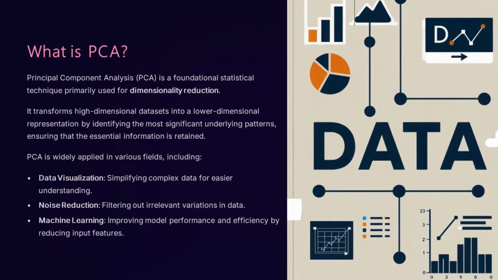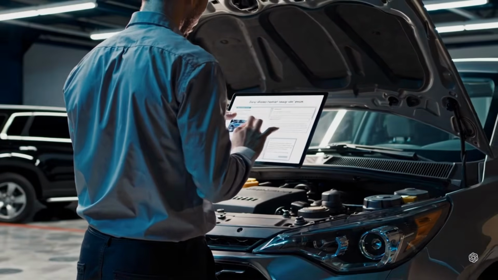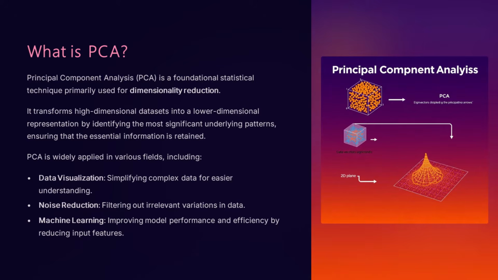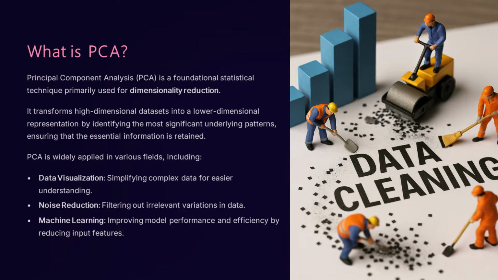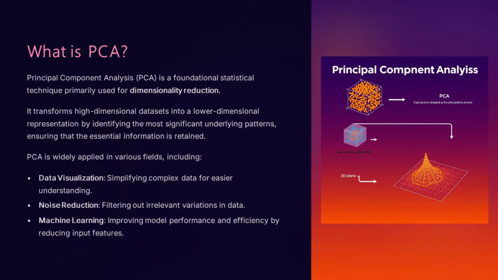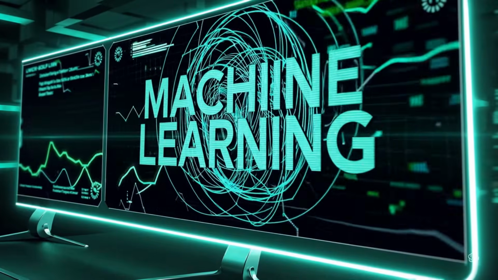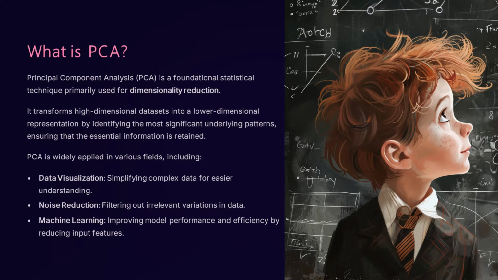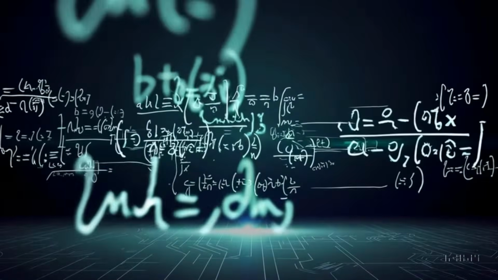For example, if you had 100 measurements about car performance, PCA might reduce this to just 2 to 3 key indicators that still show the main differences between vehicles. This technique shines in 3 main areas. First, for visualizing complex data in 2D or 3D plots. Second, for cleaning up noisy data by focusing on the meaningful patterns. And third, as a crucial pre-processing step in machine learning to make algorithms run faster and more efficiently. The math behind it is elegant, but don't worry, you don't need to understand matrix algebra to use PCA effectively.